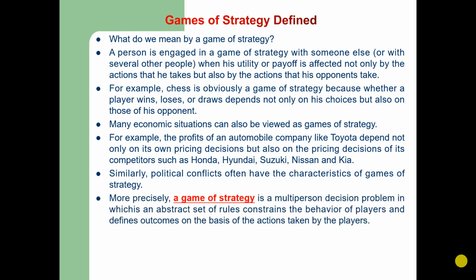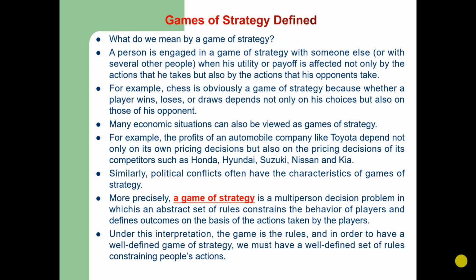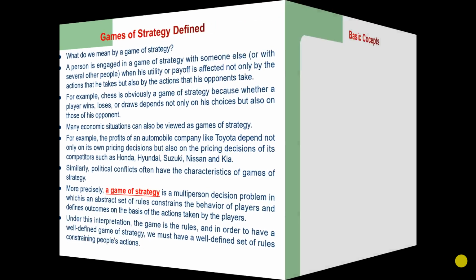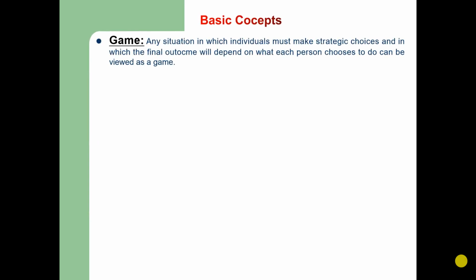More simply, a game of strategy is a multi-person decision problem in which an abstract set of rules constrains the behavior of players and defines outcomes on the basis of the actions taken by the players. Under this interpretation, the game is the rules, and in order to have a well-defined game of strategy, we must have a well-defined set of rules constraining people's actions. Now, a question is, what do we mean by a game?